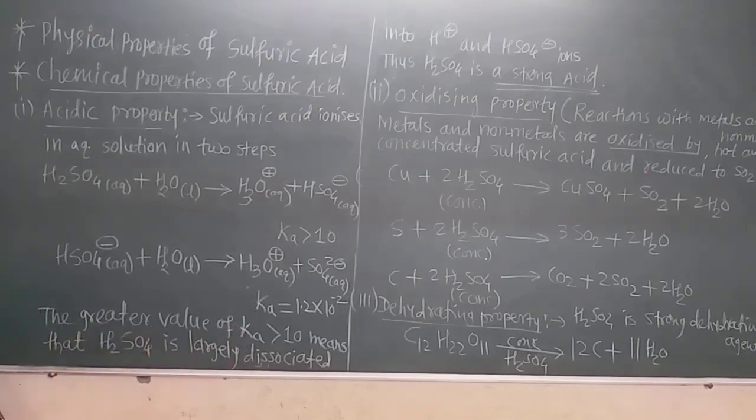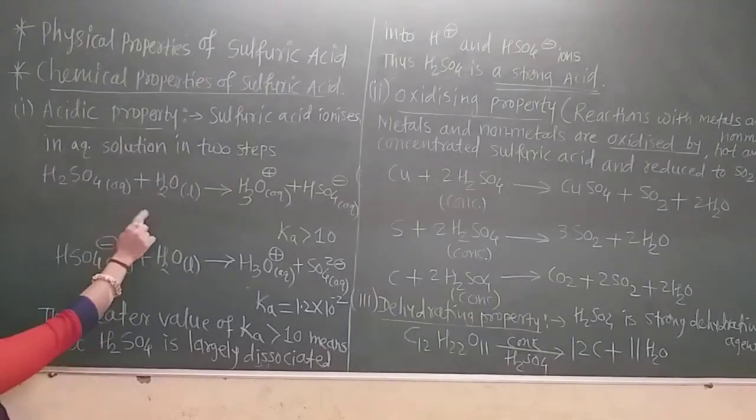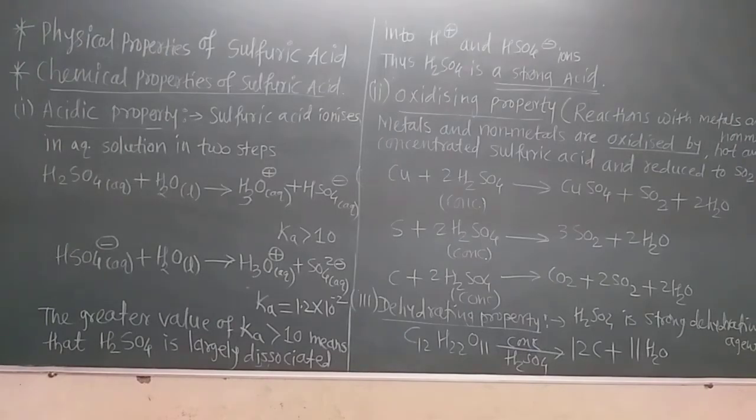The greater value of K means that sulfuric acid is largely dissociated in the first step into H plus and HSO4 minus. A large amount of H plus is obtained, which proves that this sulfuric acid is very strong. There may be a question in the examination: prove that sulfuric acid is a very strong acid.